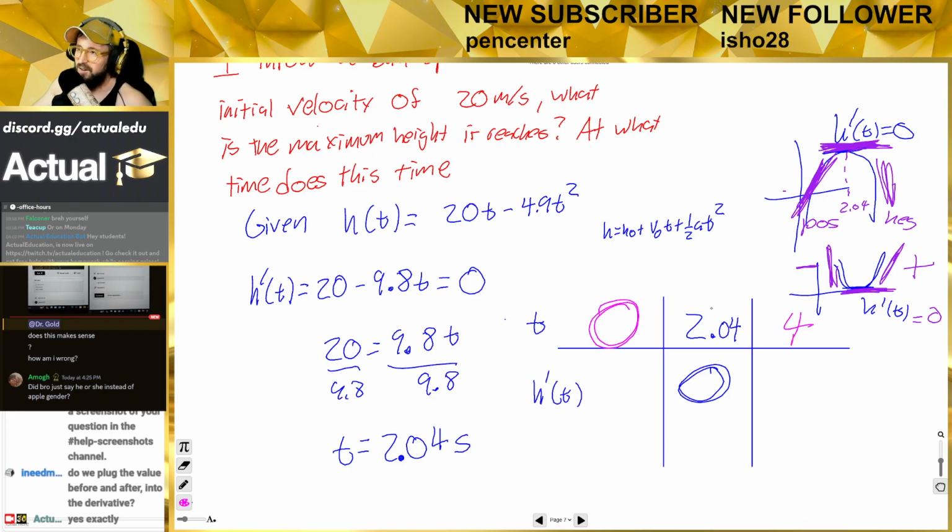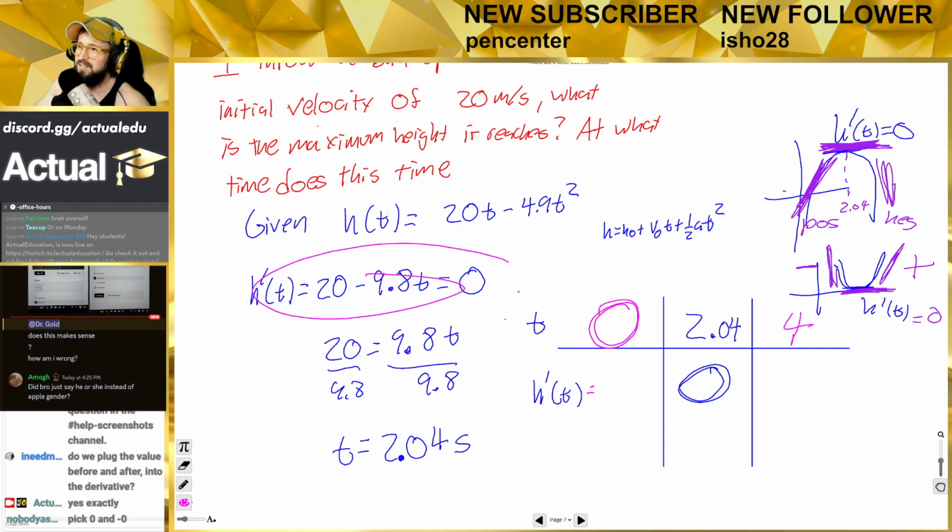Yes. Okay. If I plug in 0, right? First of all, where do I plug 0 into? What am I trying to figure out? You would plug 0 into 20 minus 9.8t. Good, exactly. I'm going to call it 0 plus. Okay, what do you get?